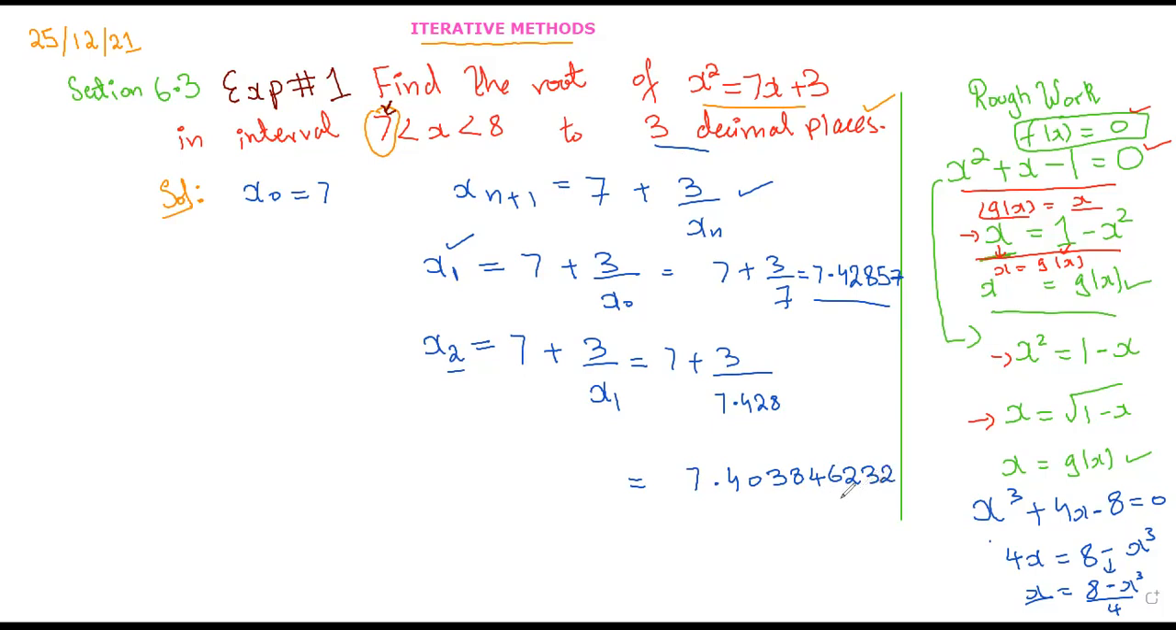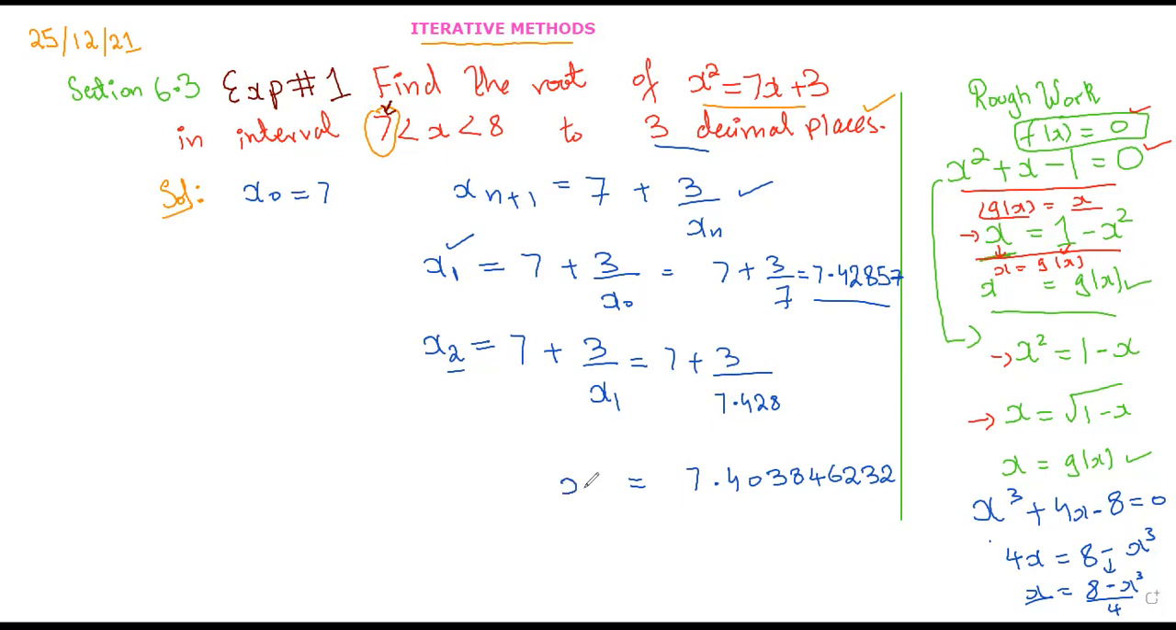Now it's a big value, but you will use your calculator. Do you know that answer method of calculator? Yes. 7.403846232 would be stored in your answer. Okay. Now be very careful with your calculator.